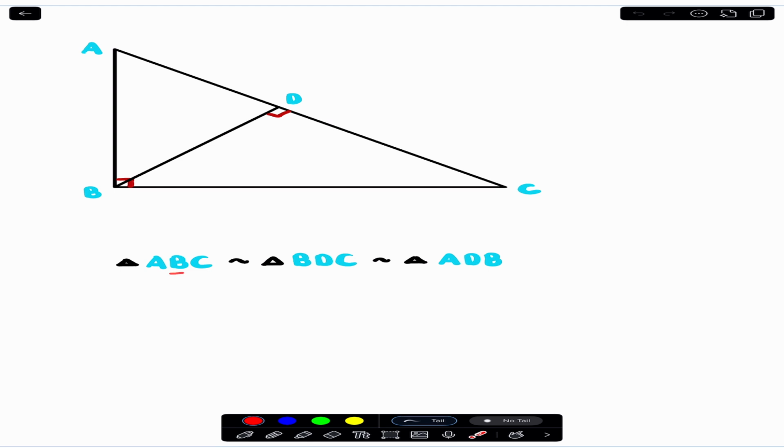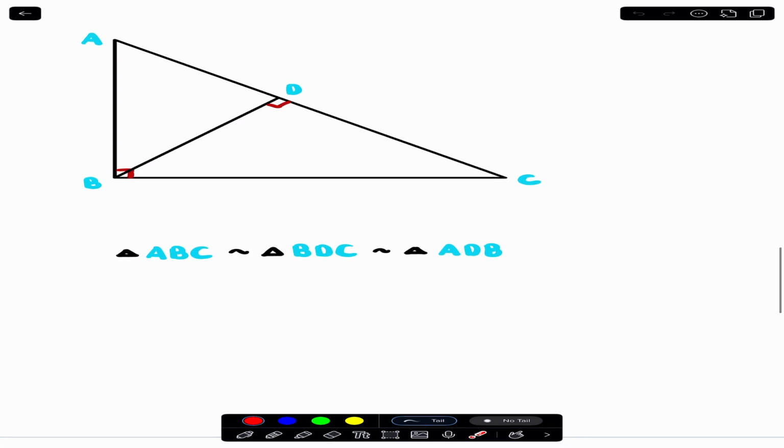Since angle B matches up with angle D, that's the 90 degrees, and they both share angle C, then automatically this last angle is equal to each other. Because in a triangle, all angles add to 180. So if we have 2 angles equal to each other, this third angle over here, so this angle is equal to this angle.